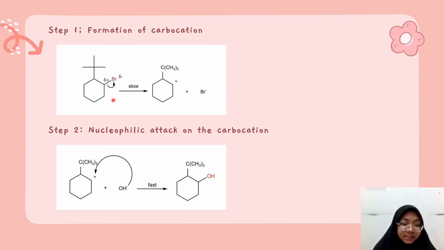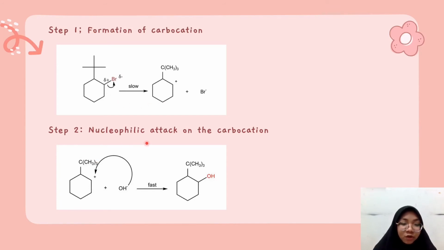In this reaction, the bond between C and Br will break because Br is more electronegative. It will attract all the bonding electrons toward itself and leave the carbon as a carbocation. To break the bond between Br and C, we need to do it slowly, so the rate-determining reaction is slow.